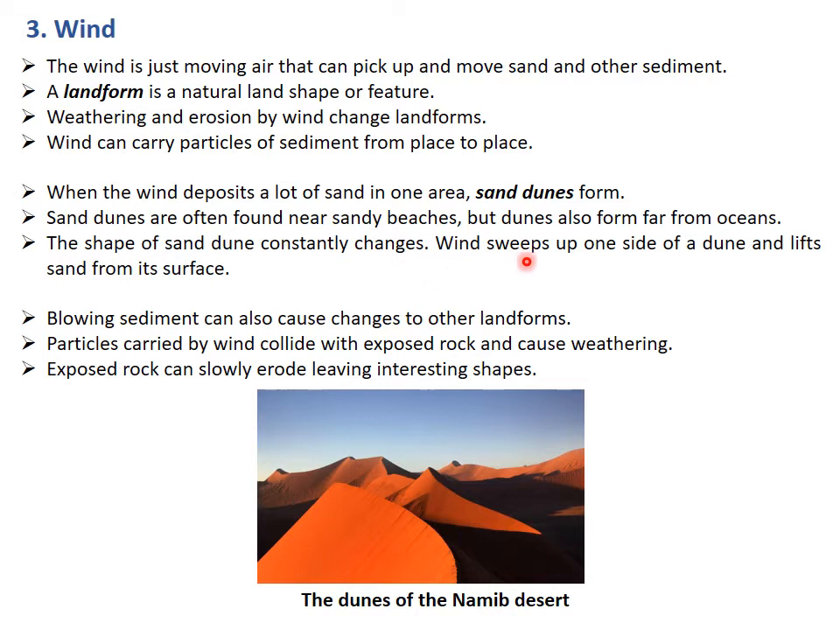Wind sweeps up one side of a dune and lifts sand from its surface. Now, blowing sediment can also cause changes to other landforms. Particles carried by wind collide with exposed rock and cause weathering. Exposed rock can slowly erode, leaving interesting shapes. In this picture, we can see the dunes of the Namib Desert.